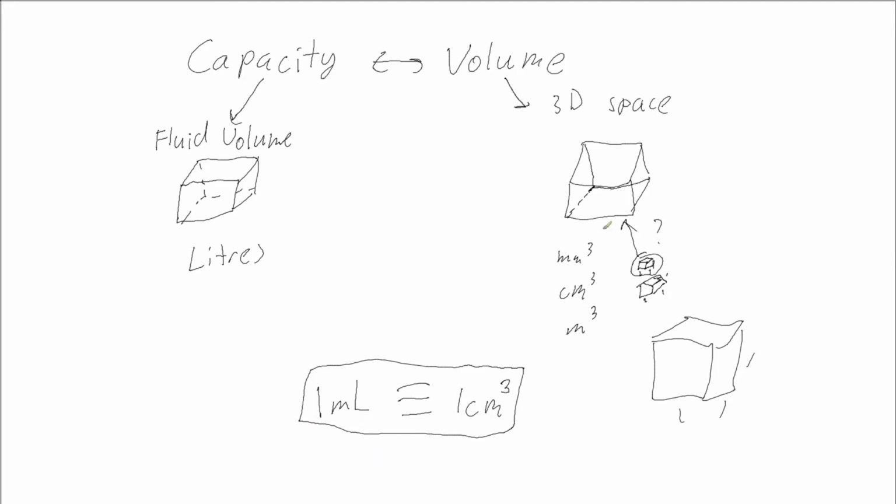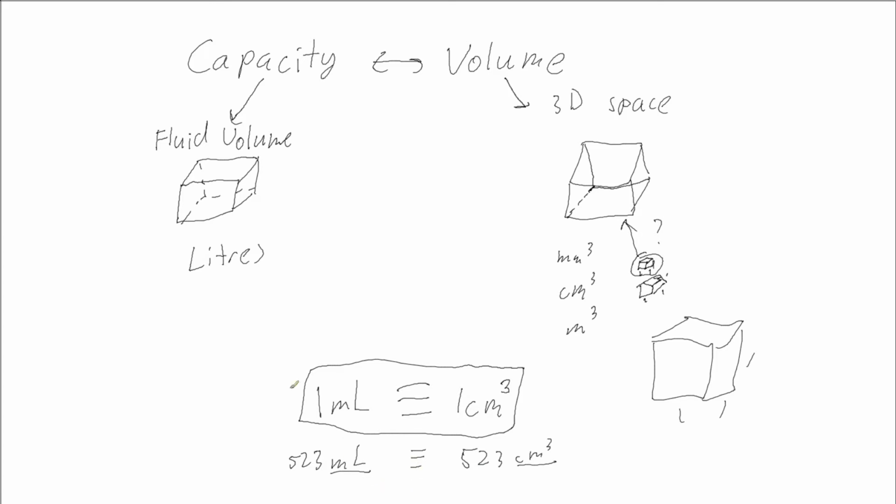For example, if I work out the volume of this box and I get, say, 523 centimeters cubed, that would be equivalent to it being able to hold 523 milliliters of liquid. Now this direct conversion only works centimeters cubed to milliliters. They are the only two that are exactly the same.